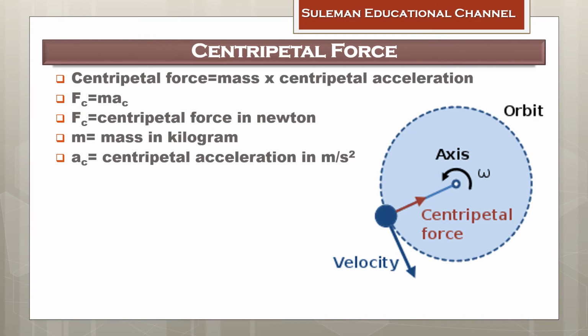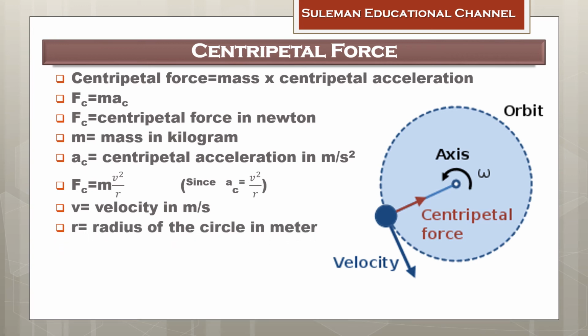We know that centripetal acceleration is equal to v square upon r. Therefore, the formula can be rewritten as Fc is equal to m v square divided by r, where v is the velocity in meter per second, and r is the radius of the circle in meter.